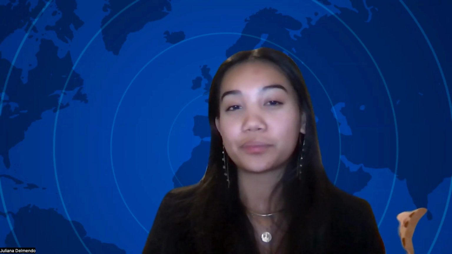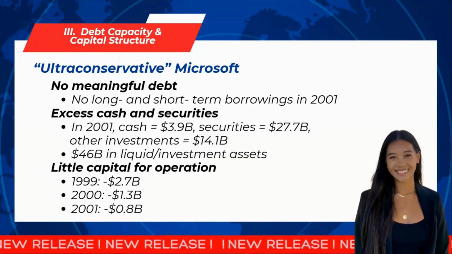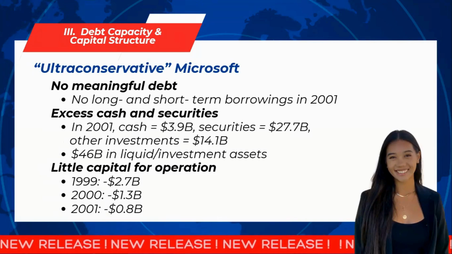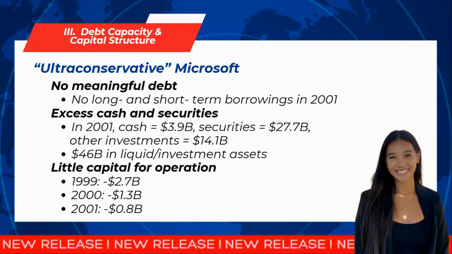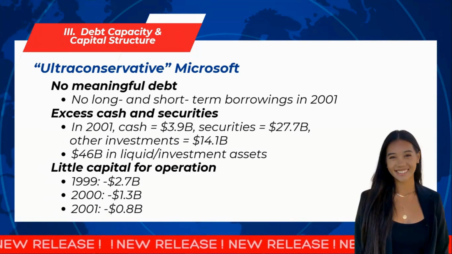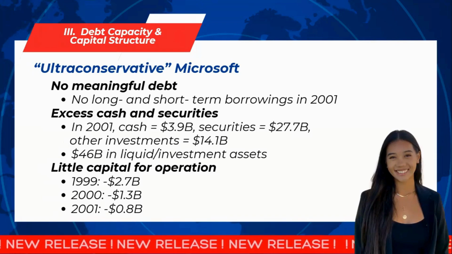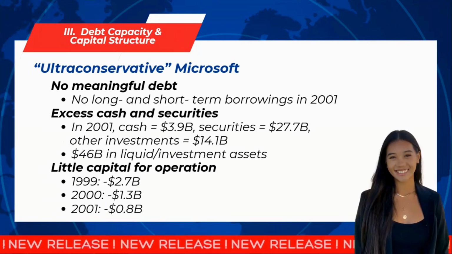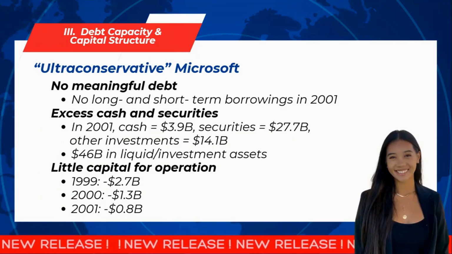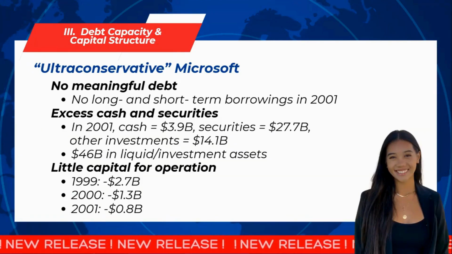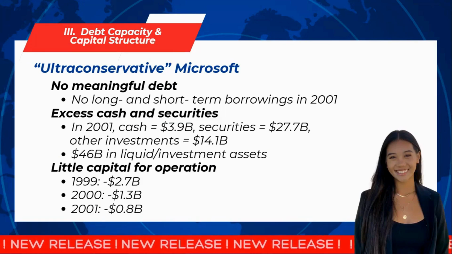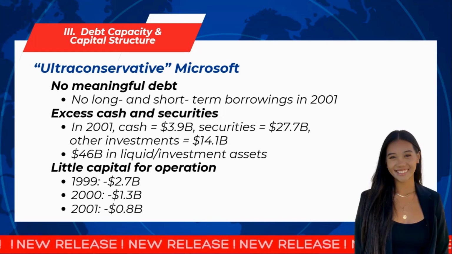Hi everybody, my name is Juliana Del Mendo and I'm here to talk about the debt at Microsoft. So to start off, Microsoft has a more conservative structure on their balance sheet, sometimes considered ultra conservative, and this is because of its lack of debt. So before, Microsoft carried virtually no meaningful debt. In 2001, the company had no short-term or long-term borrowings, meaning that it was not debt financing in a significant way. They also had excess cash and securities.